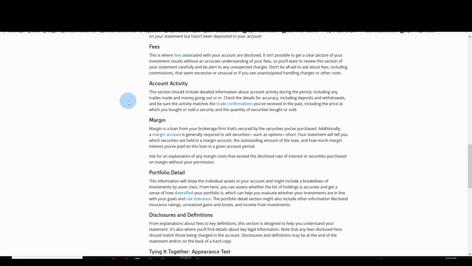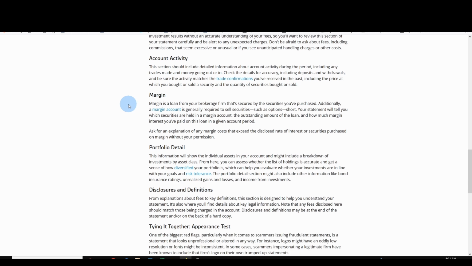Account activity. This section should include detailed information about account activity during the period, including any trades made and money going out or in. Check the details for accuracy, including deposits and withdrawals, and be sure the activity matches the trade confirmations you received in the past, including the price at which you bought or sold a security and the quantity of securities bought or sold.